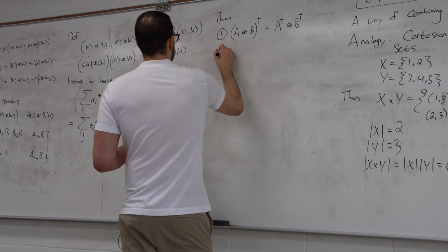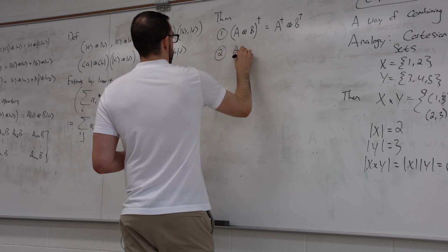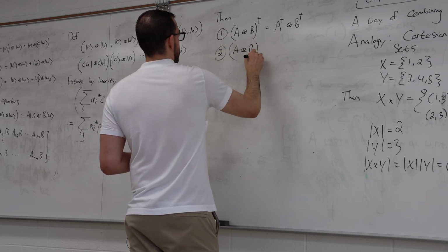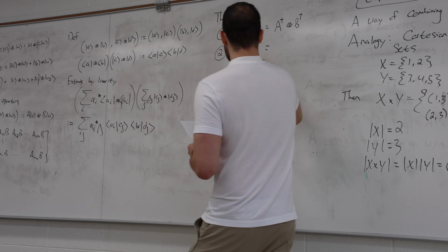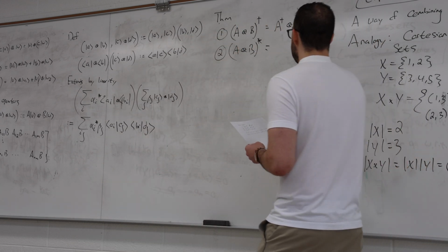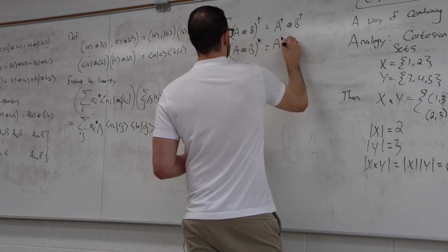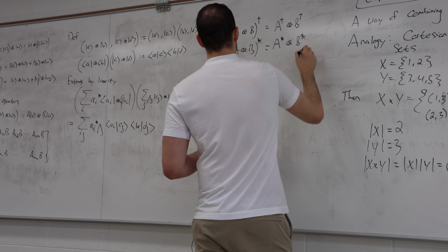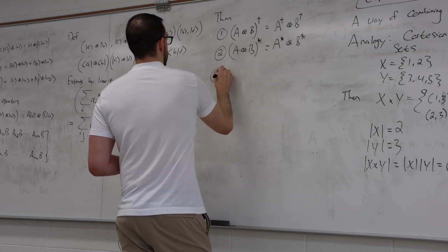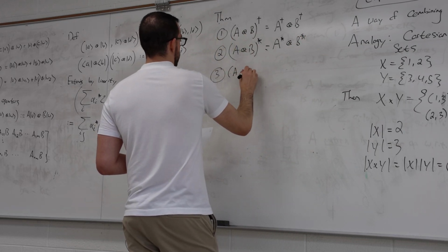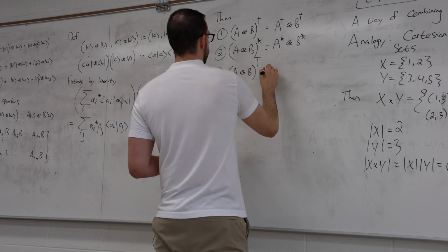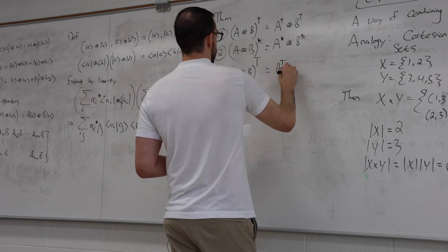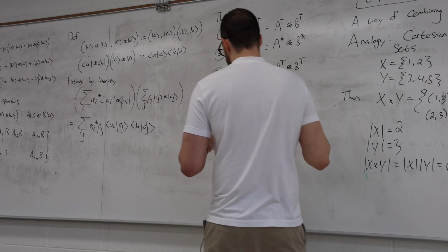The same will be true for complex conjugates: A tensor B, star. Remember, I'm always using star to mean the complex conjugate. That will be A star tensor B star. The third one will also be true for transposes. A tensor B, transpose, is equal to A transpose tensor B transpose.